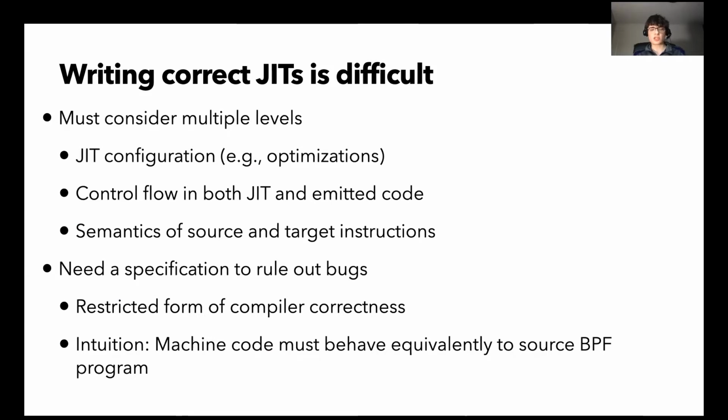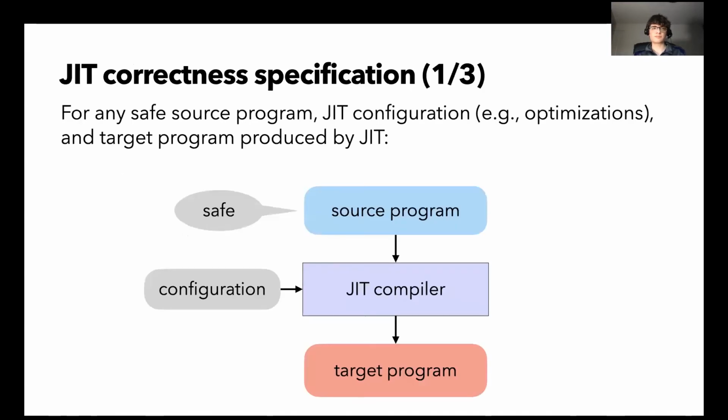The strategy adopted by Jitterbug is a restricted form of compiler correctness. The intuition behind that is to say that the machine code produced by the JIT must have equivalent behavior to the source BPF program. Now, let me describe to you how Jitterbug formalizes this.